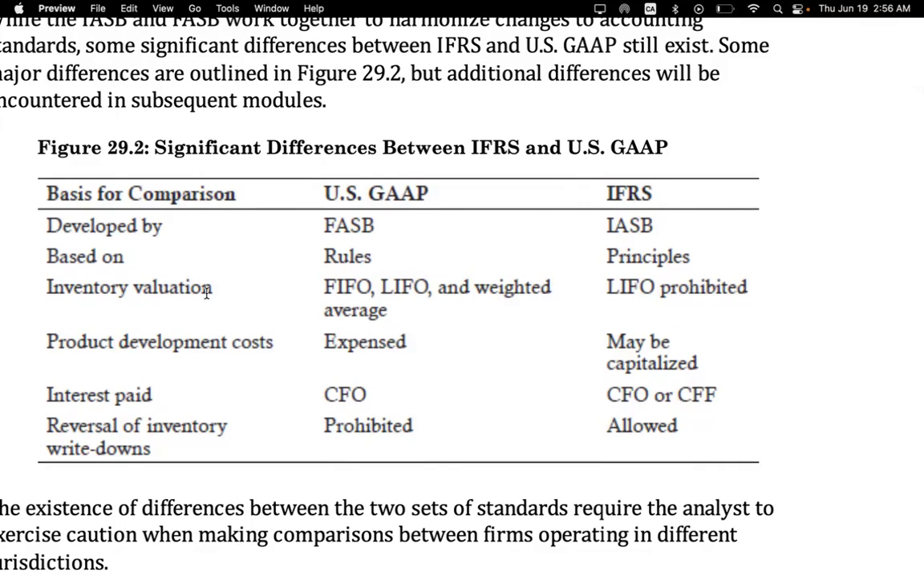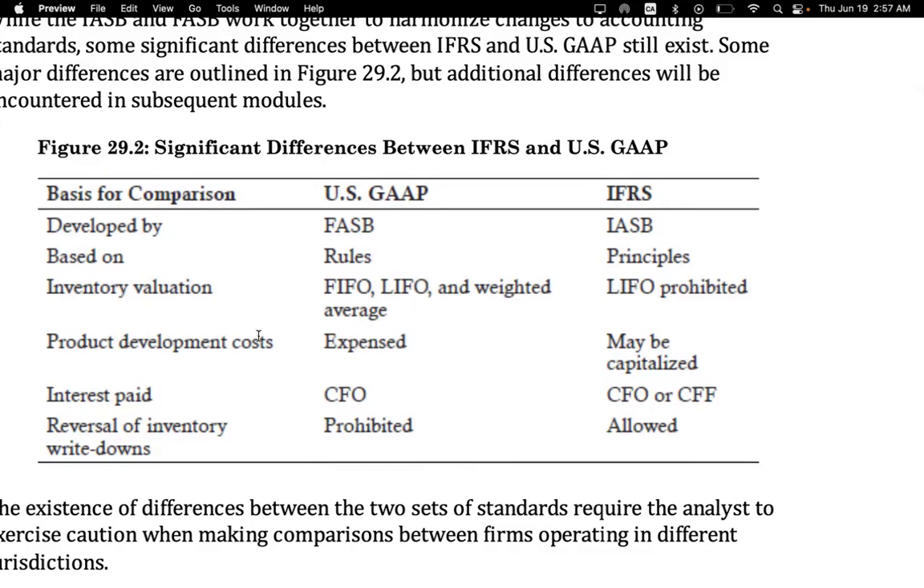Inventory valuation. Now we just need to know this, that IFRS says you cannot use LIFO. You cannot use last in, first out. You have to use first in, first out or weighted average. US GAAP allows LIFO, FIFO, and weighted average. IFRS, on the other hand, prohibits LIFO.